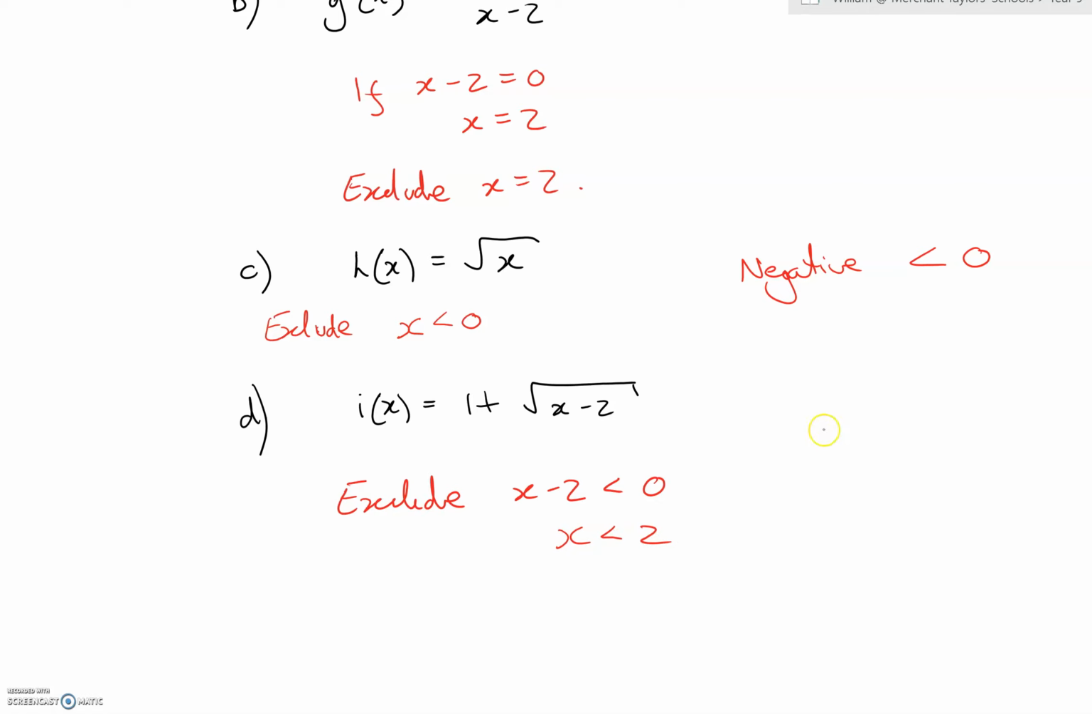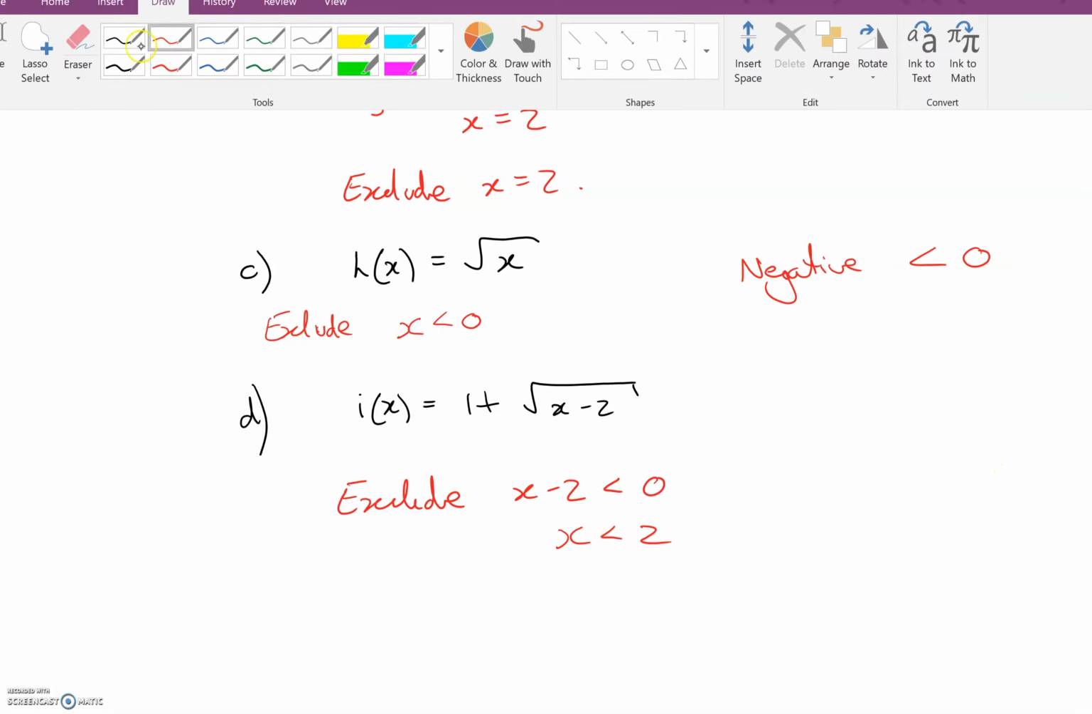If x is 2, it's okay because I'll get 0 and I can square root that. But if x is less than 2, let's say if x is 1, I'm going to get negatives and I start to have problems. All you have to do is put the bit under the square root less than 0 and then solve that just like an equation. Part E.